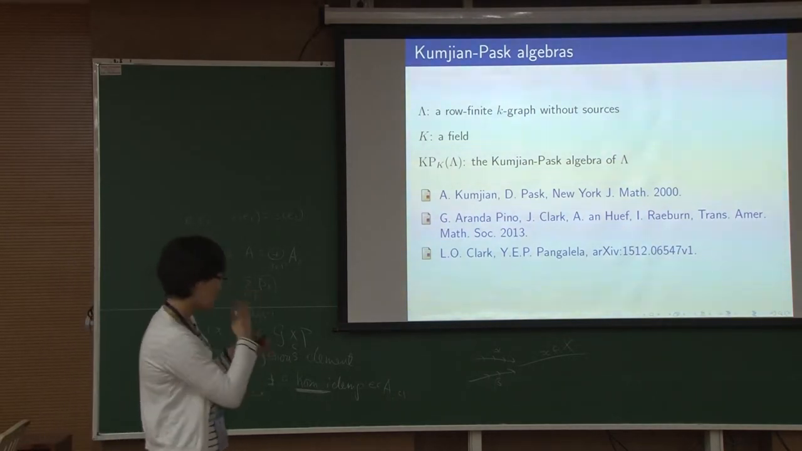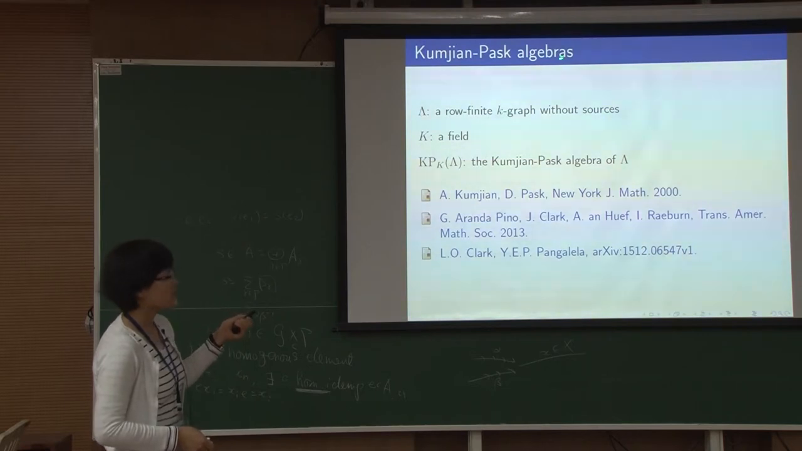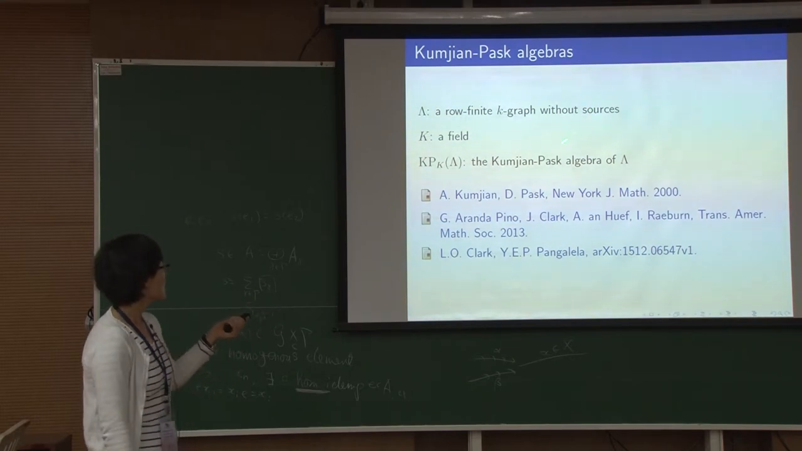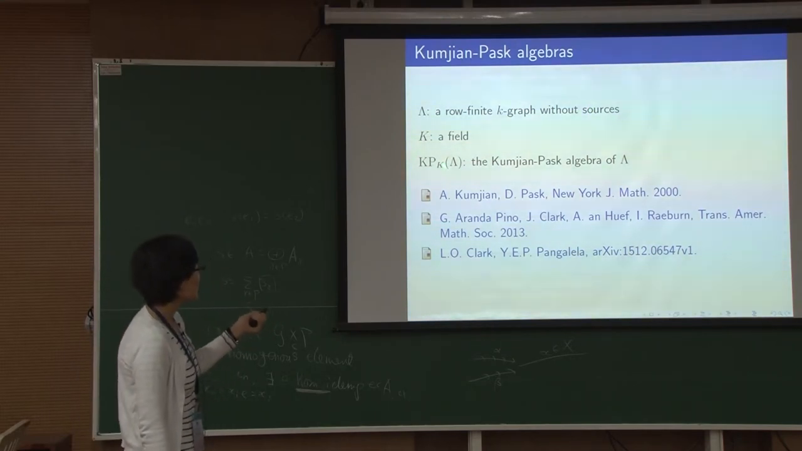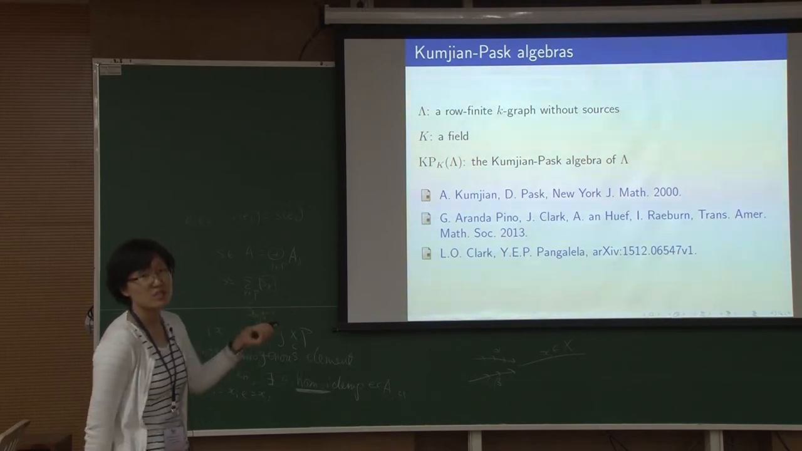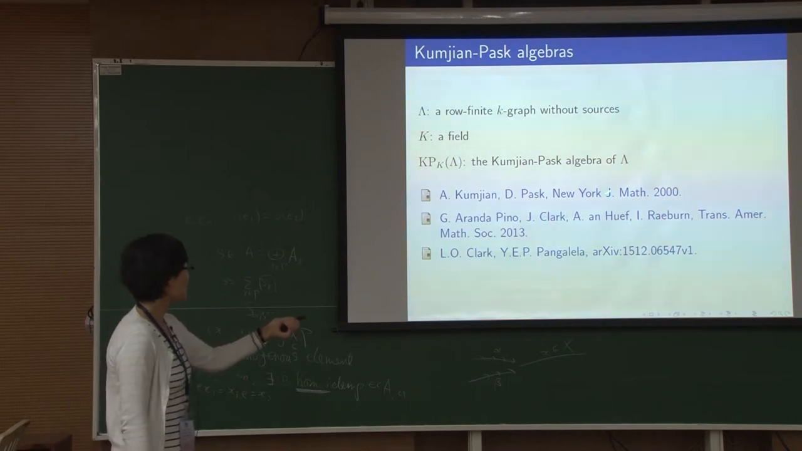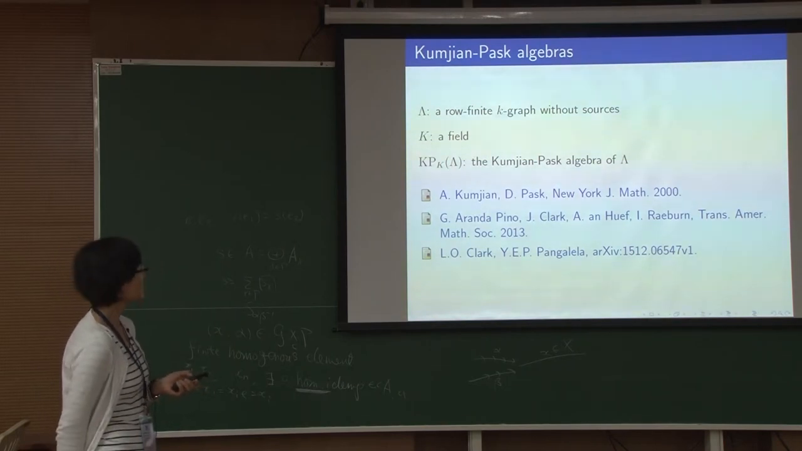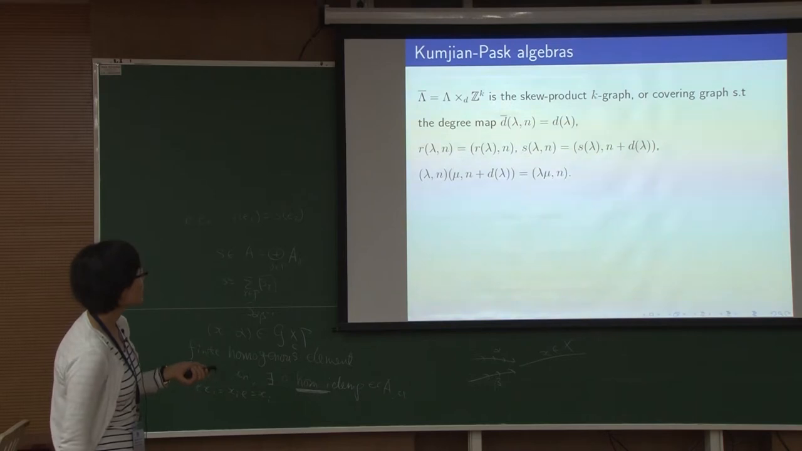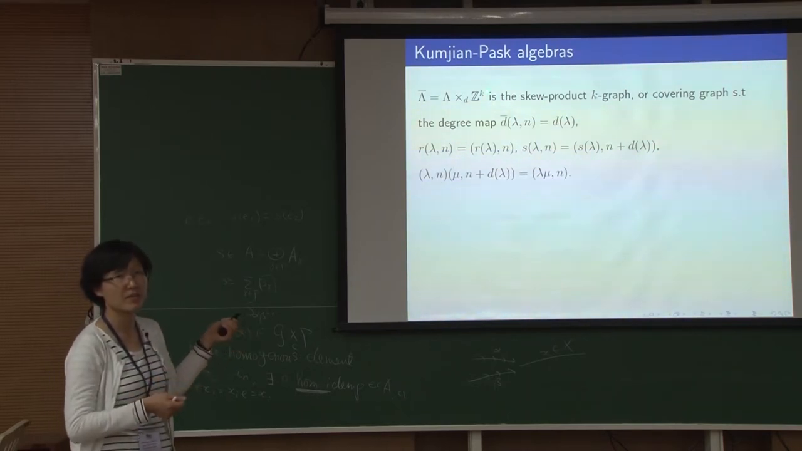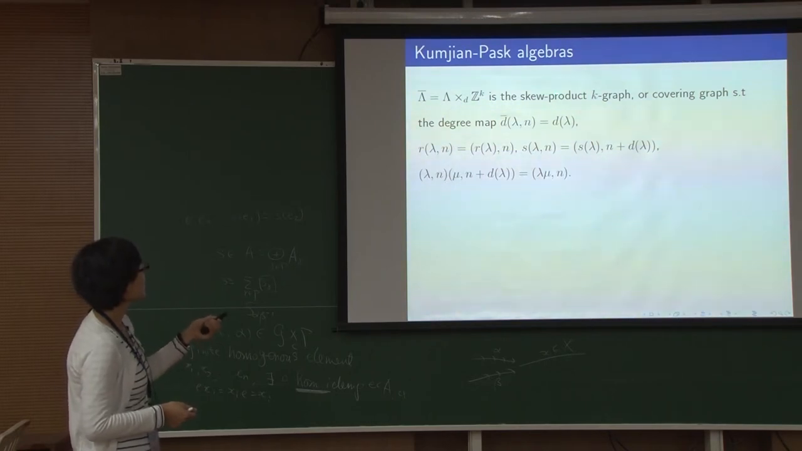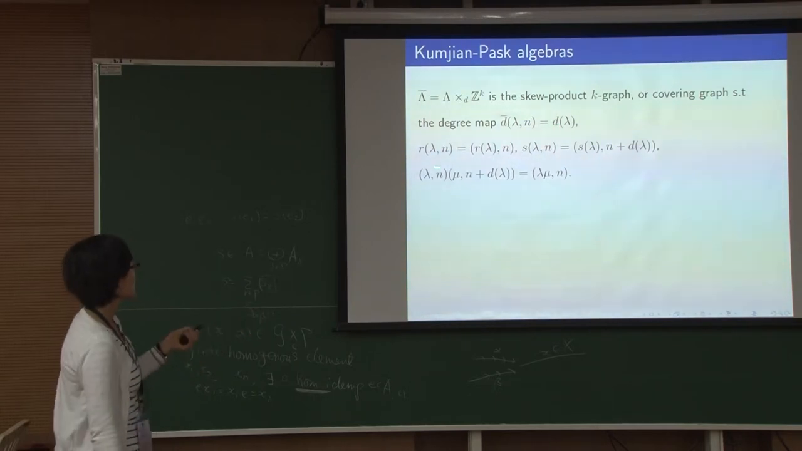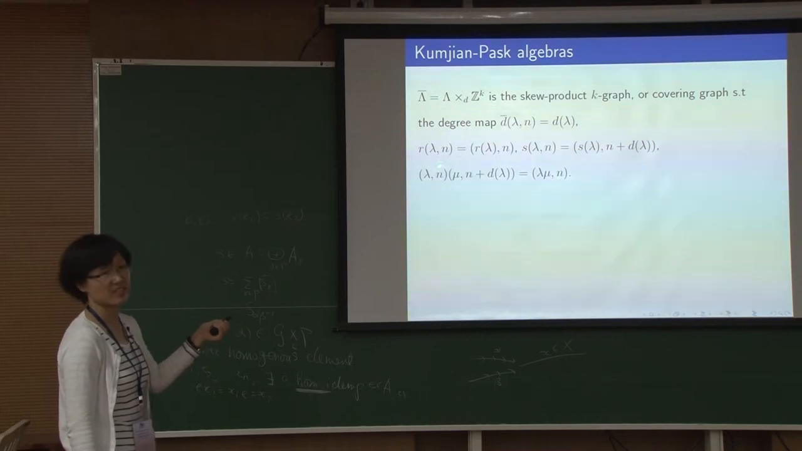Okay, so then similarly we can apply this result to higher rank graph algebras. So we suppose lambda is a rank one and K graph without sources, and K is a field, so KP lambda denotes the Kumjian-Pask algebra of lambda. Here we didn't give the details. Here we have these papers, which all consider the Kumjian-Pask algebra of a K graph. And also for a K graph, we can have a covering graph lambda bar. It's given by this. We have the degree map, which is induced by the degree map of lambda, and we have the range, source, and the multiplication here.